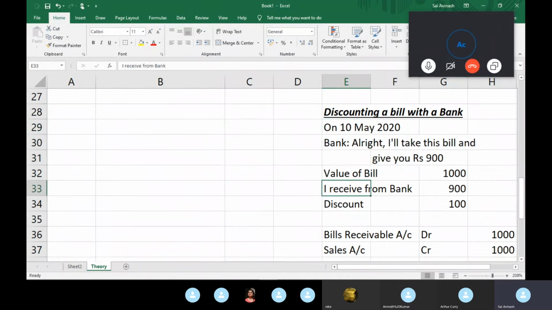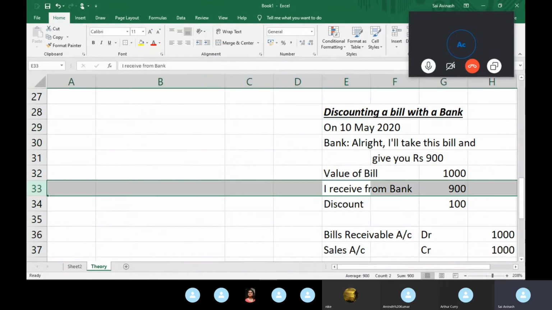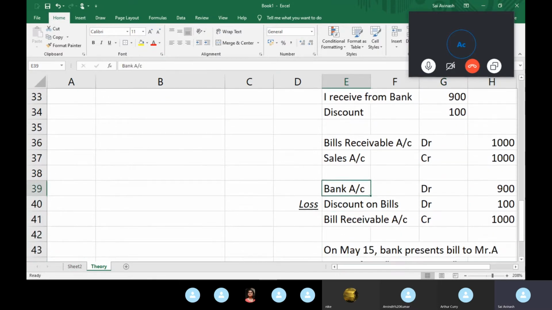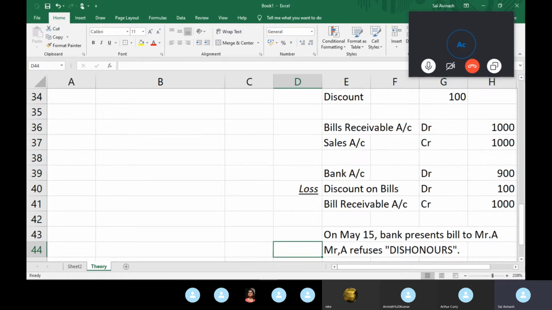So I'm going to ask the bank to give me 90% of this value. So the bank will take the bill from him and it will basically give him the amount at a discount. So how did we go ahead and account this? We accounted this as a loss, the 100 rupees. So now the bank has the bill and we have the 900 rupees. So we can spend it or do whatever we want.